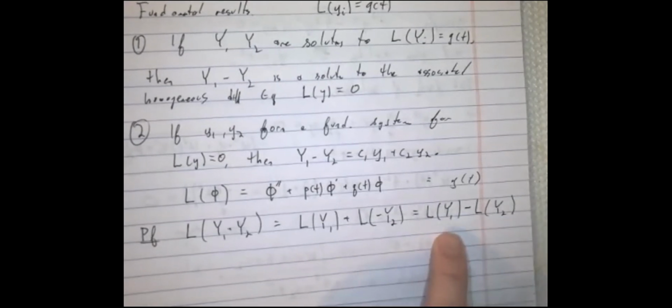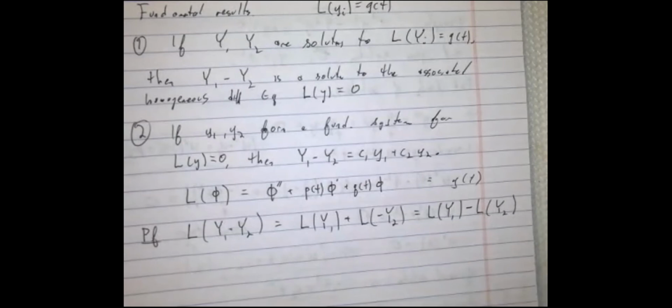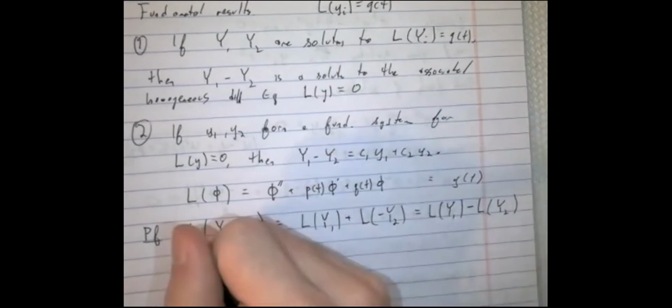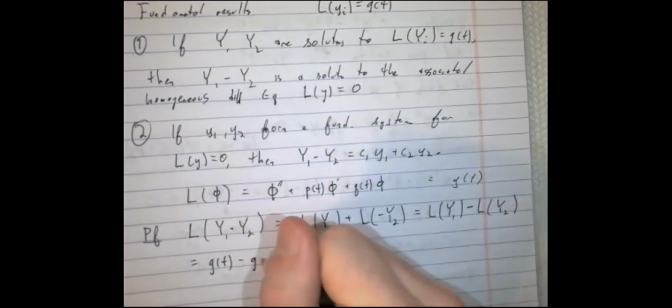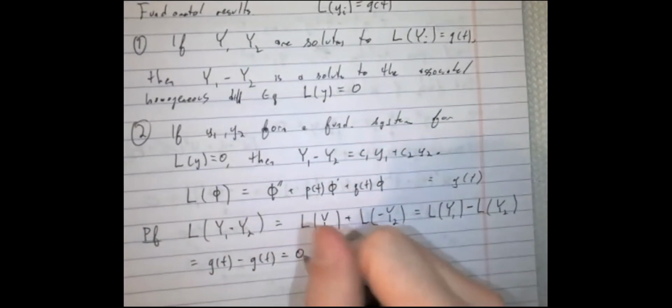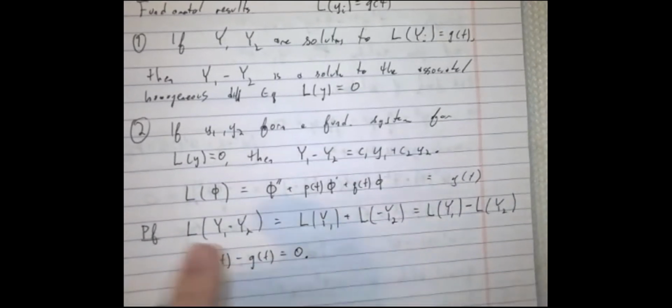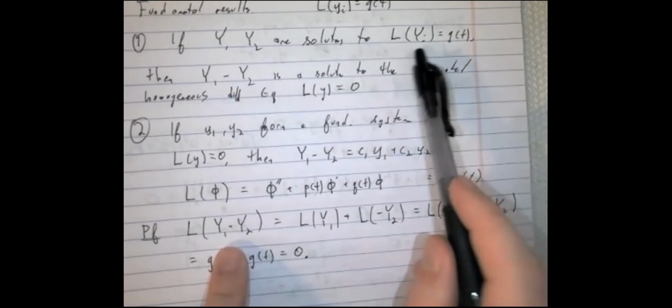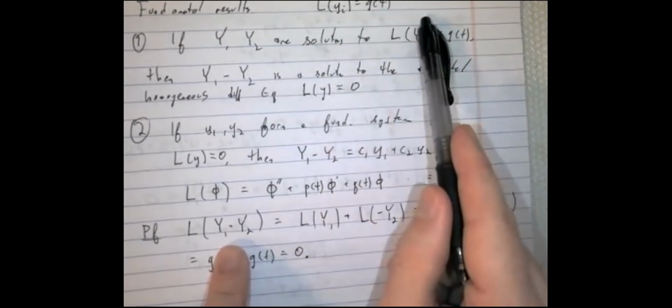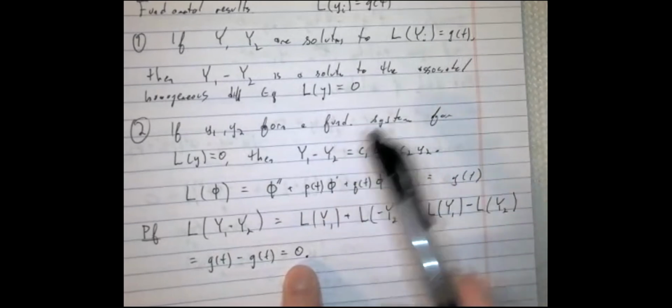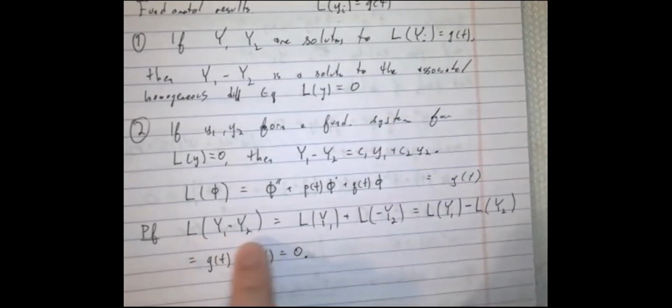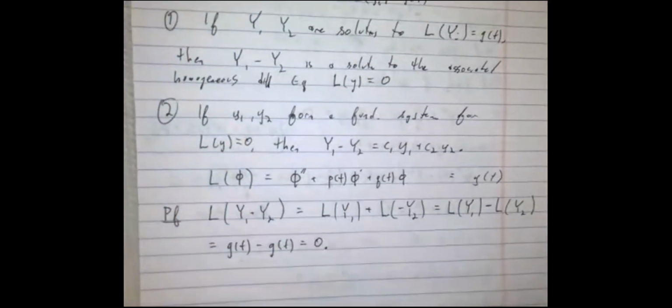Okay, but what is L of Y1 minus L of Y2? It's g of t minus g of t, which is equal to 0. This is the proof that the difference of solutions to the non-homogeneous piece gives a solution to the homogeneous piece, because the differential operator applied to this function is 0.